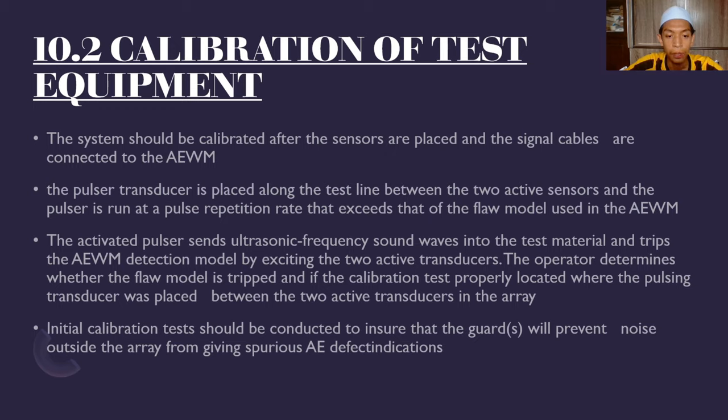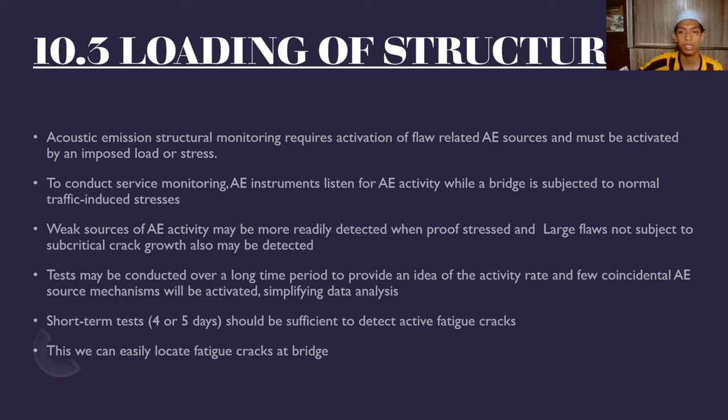Initial calibration tests should be conducted to ensure that the guards will prevent noise outside the array from giving spurious AE indications. Next, we go to the loading of the structure. Acoustic emission structure monitoring requires the activation of the flaw-related AE source, which must be activated by an imposed load or stress. To conduct the service monitoring, the AE instrument listens for AE activity while the bridge is subject to normal traffic-induced stress. Peak sources of AE activity may be readily detected when proof stress is applied, and large flaws not subjected to subcritical crack growth also may be detected.